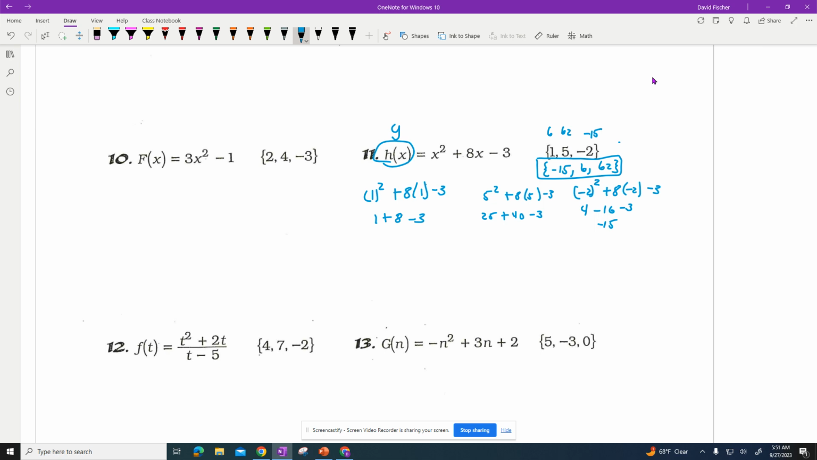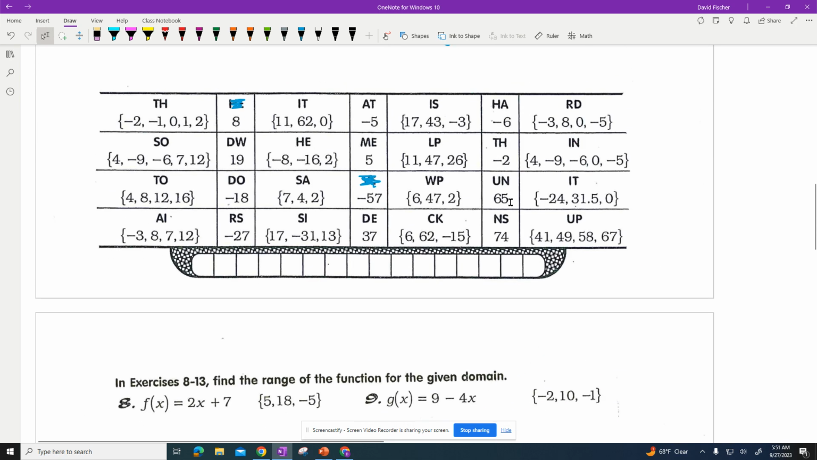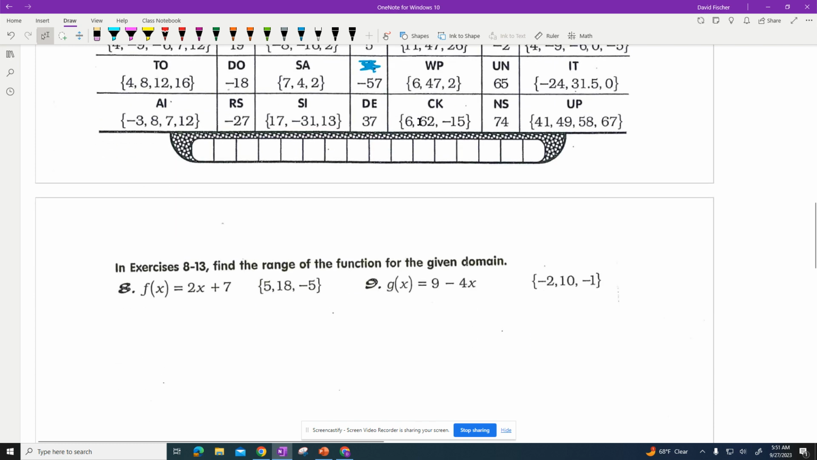Now I'm looking for a -15, 6, and 62 on the other side. Now this came from an 8th grade paper, so they might not be in order. Actually, they're not in order. I can already see it. I think it might be this guy here. I had a -15, there it is. I have a 6 and a 62. There it is, CK.